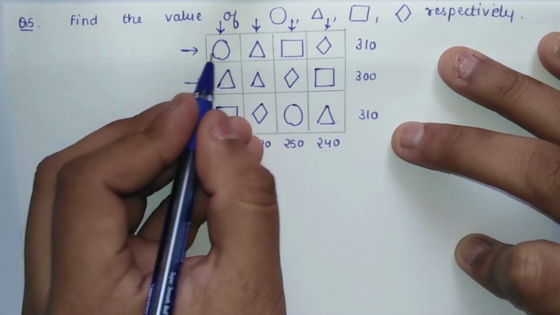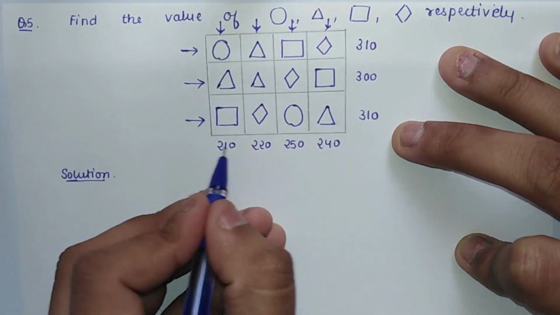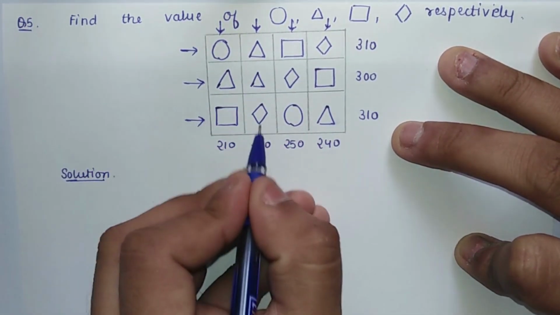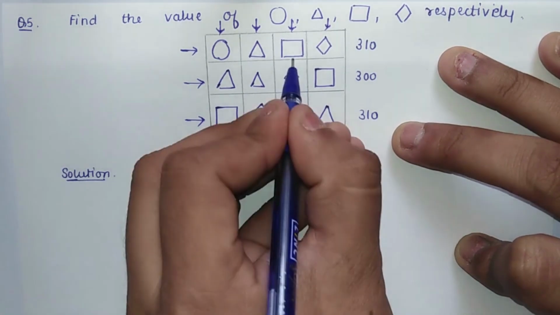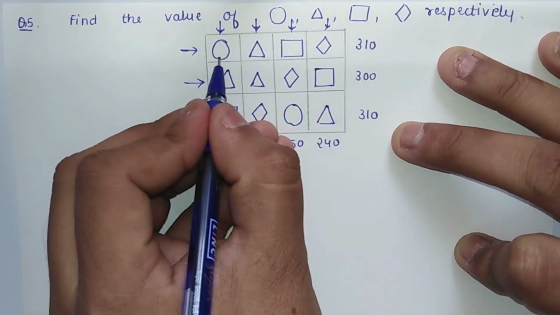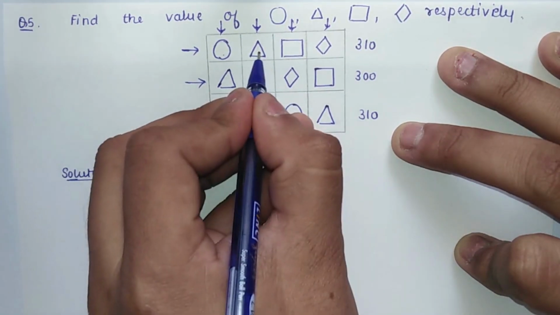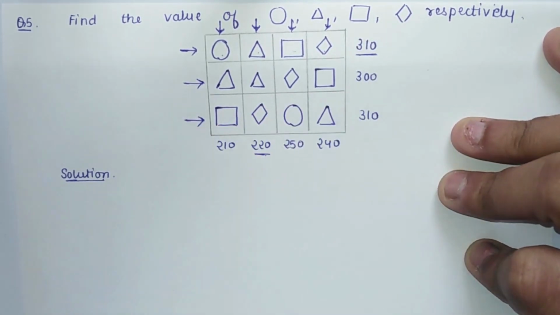So we can think of it like all of these add up to 210. Similarly, 2 triangles and 1 diamond add up to 220. In a similar way, we can take the row form also, like a circle, triangle, square, and diamond add up to 310.